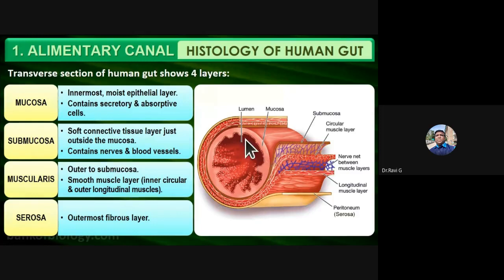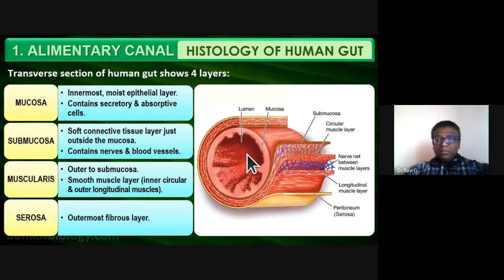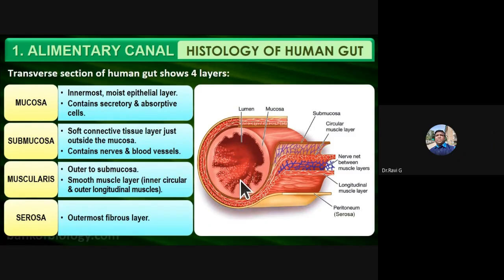The mucosa is the innermost moist epithelial layer. It contains secretory and absorptive cells. So the innermost layer, the mucosa, is a moist epithelial layer, and it consists of secretory and absorptive cells.